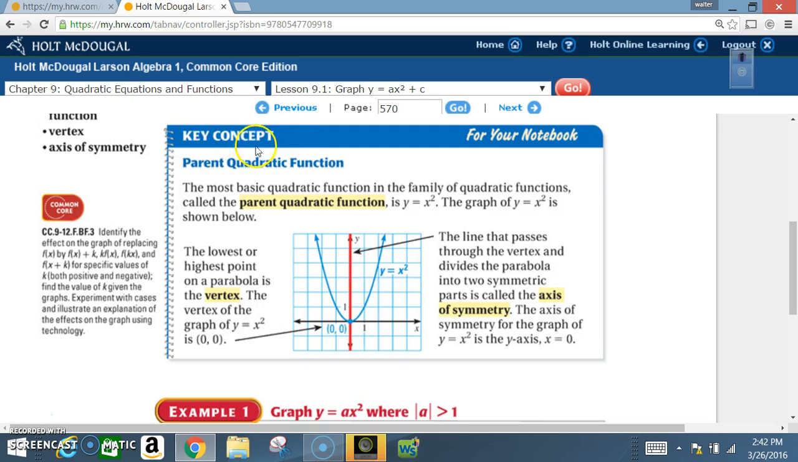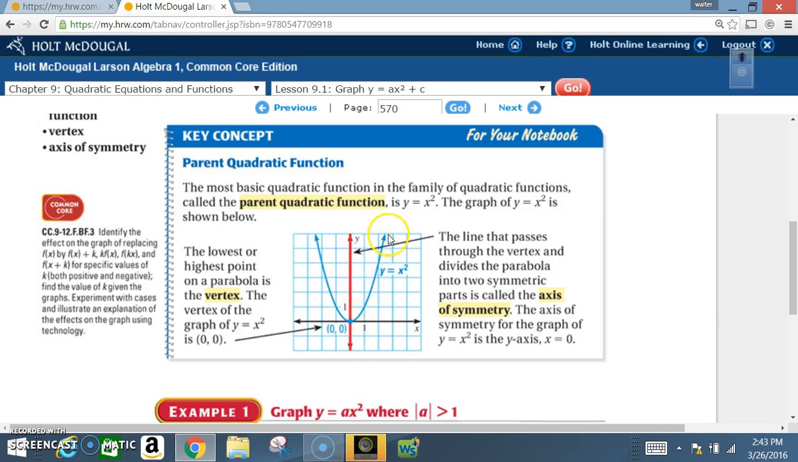All right, key concept. Make sure you read this for yourself and get this in your notes if needed before I begin to break it down and explain. Parent quadratic function. The most basic quadratic function in the family of quadratic functions, called the parent quadratic function, is y is equal to x squared. The graph of y equals x squared is shown below. This is that U-shaped parabola that we're talking about.